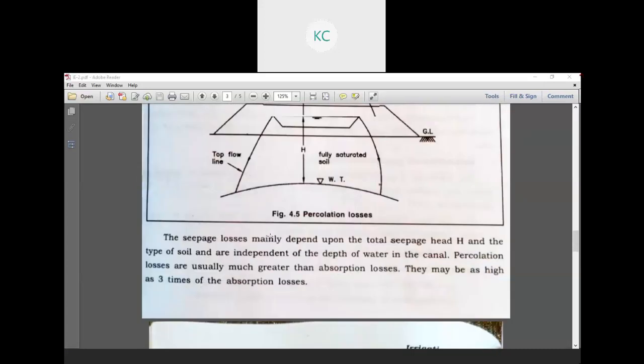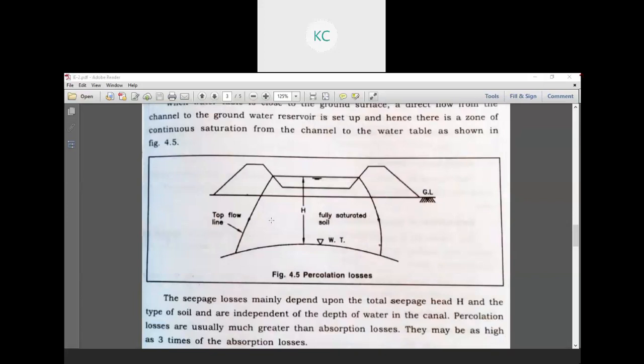બરાબર, કે જે તમારું percolation losses છે એ તમારા absorption losses કરતાં 3 ગણું વધારે હોય કે જ્યારે વોટર ટેબલ બહુ જ નજીક હોય તો એના લીધે એક પર્ટિક્યુલર સીપેજ પાથ ક્રિએટ થઈ જાય અને એ સીપેજ પાથમાંથી જે ચેનલ ઇરિગેશન ચેનલનું જે વોટર છે એ પર્ટિક્યુલર સીધું નીચે ઉતરે અને એ તમારે વોટર ટેબલ રિઝર્વાયરમાં કલેક્ટ થાય. બરાબર.